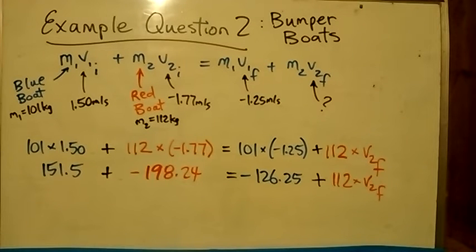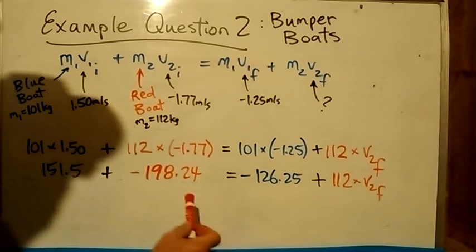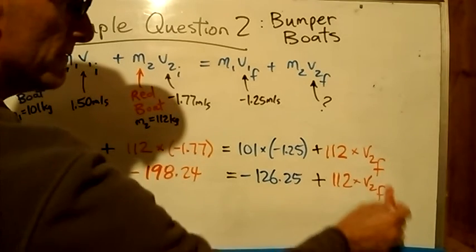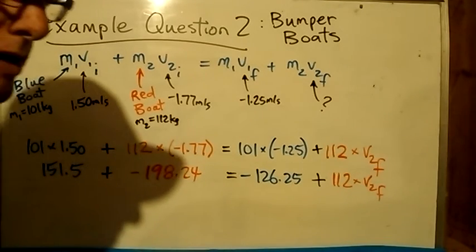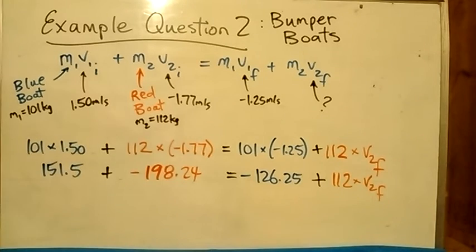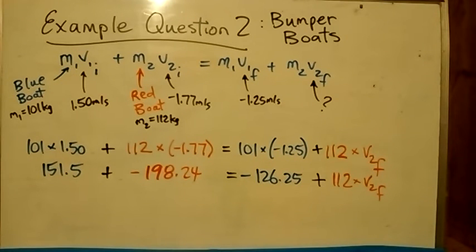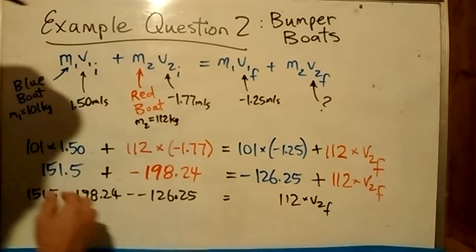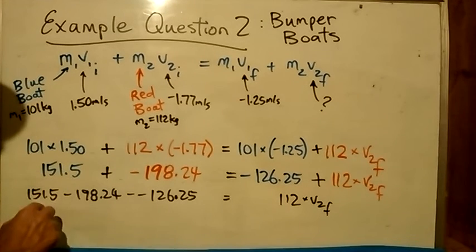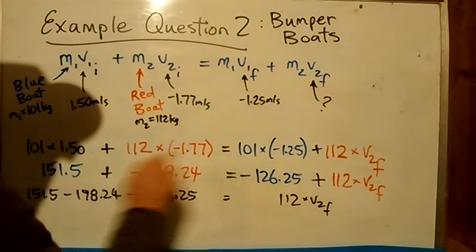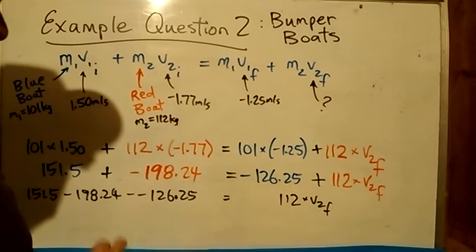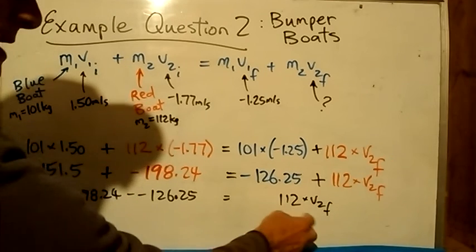Doing some calculations, this is what it looks like now. And we want to have just variables on one side and then numbers on the other side. So here we do the algebra according to BEDMAS. Next step, bringing the numbers over, I've got 151.5, true, minus 198.24. When I bring this negative over, it's a negative negative, that will be a positive. And the only thing I have left on this side is that.